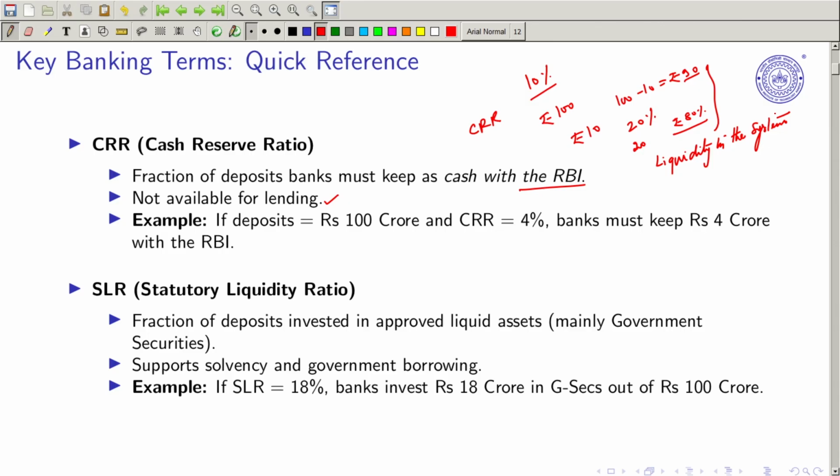If deposits are, suppose, 100 crore and 4% is the cash reserve ratio, the bank will have to keep 4 crore with the RBI, and there will not be any earnings on that. It has to be just kept with the RBI.